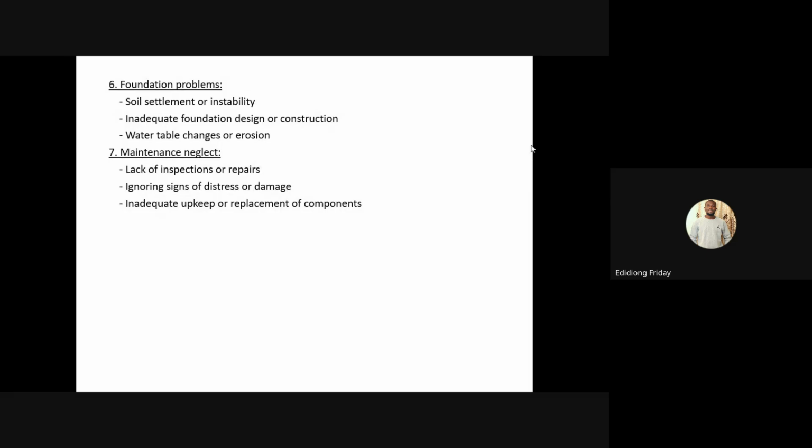Now, the next is maintenance neglect. There are times when your building or your structure will always give a sign.